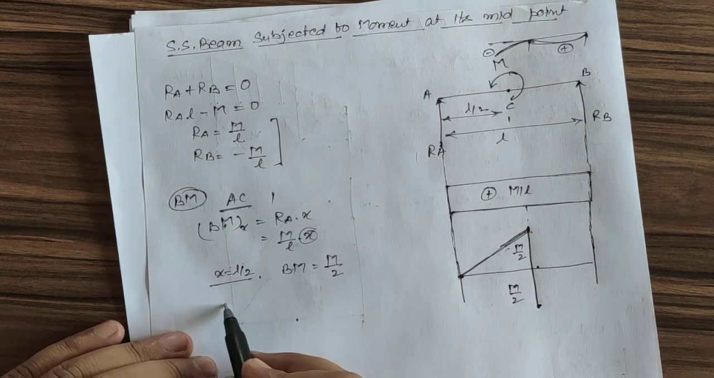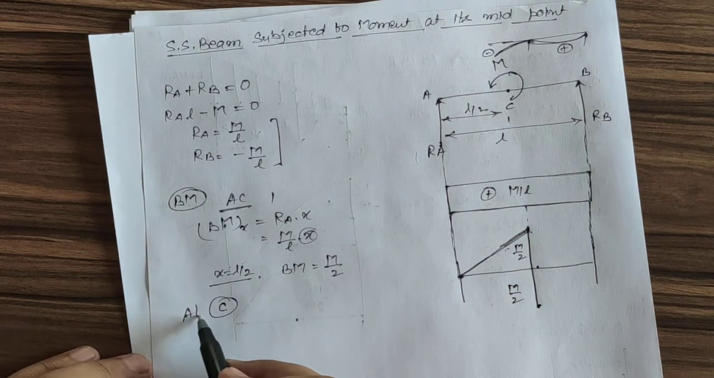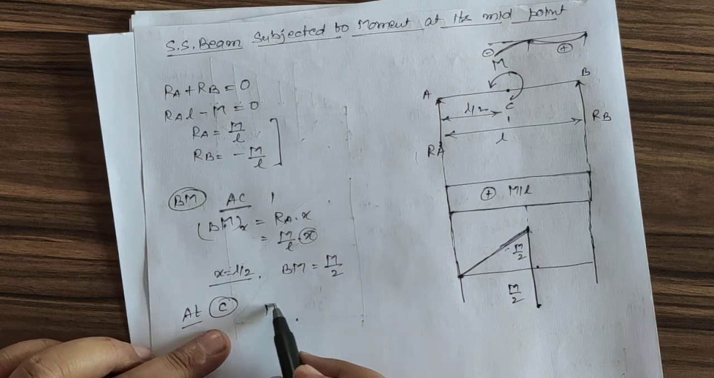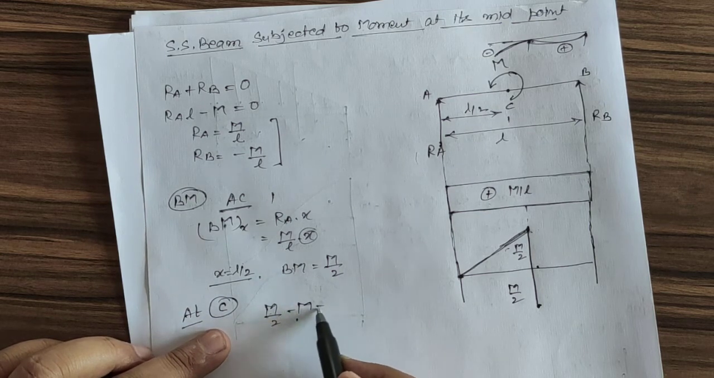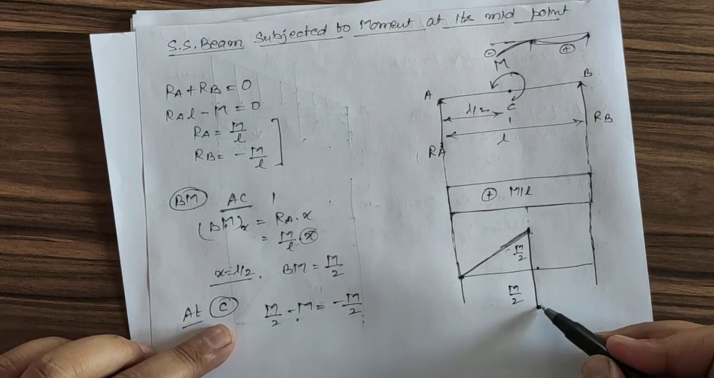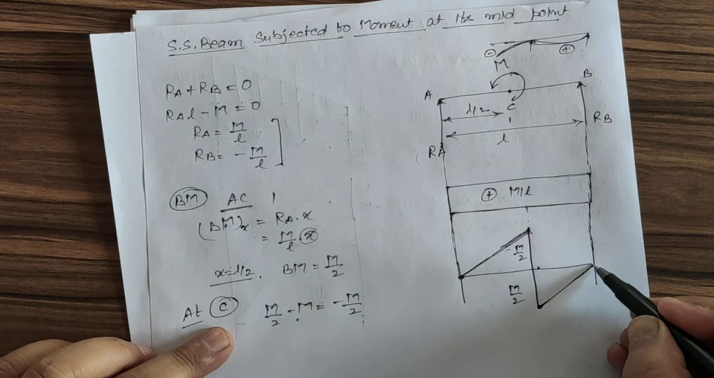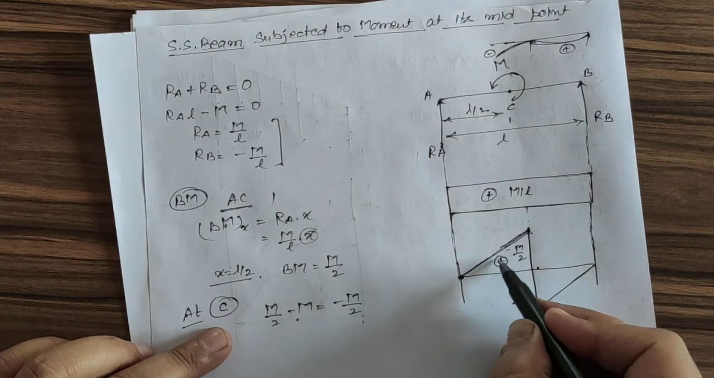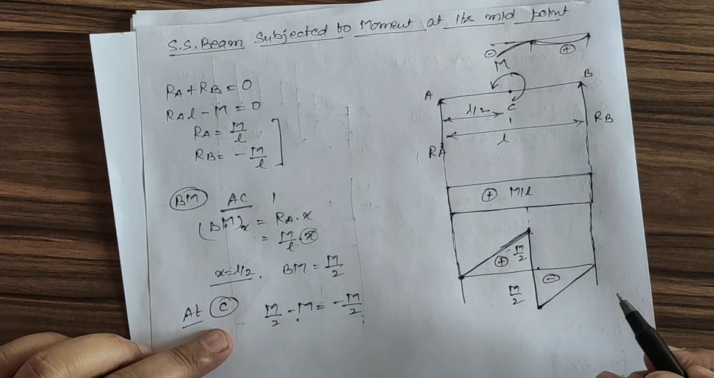What will happen at point C? See, bending moment m by 2 minus m. So, the net value we will have is minus m by 2. Finally, we have reached this. Now, connect this point to the end point. At the end point, here you have a positive value, here we have a negative value.